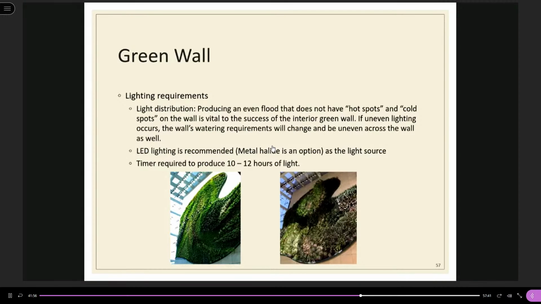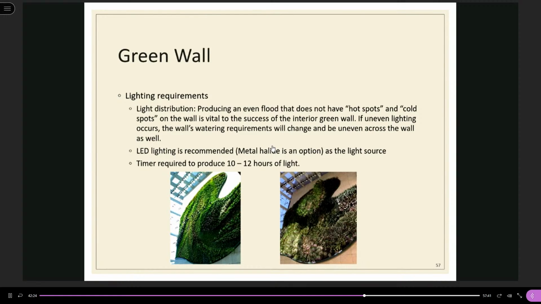Lighting requirements: light distribution. We need to distribute the lighting uniformly on the green wall. Producing an even flood that does not have hot spots or cold spots on the wall is vital, important to the success of the interior green wall. If uneven lighting occurs, the wall's watering requirements will change.